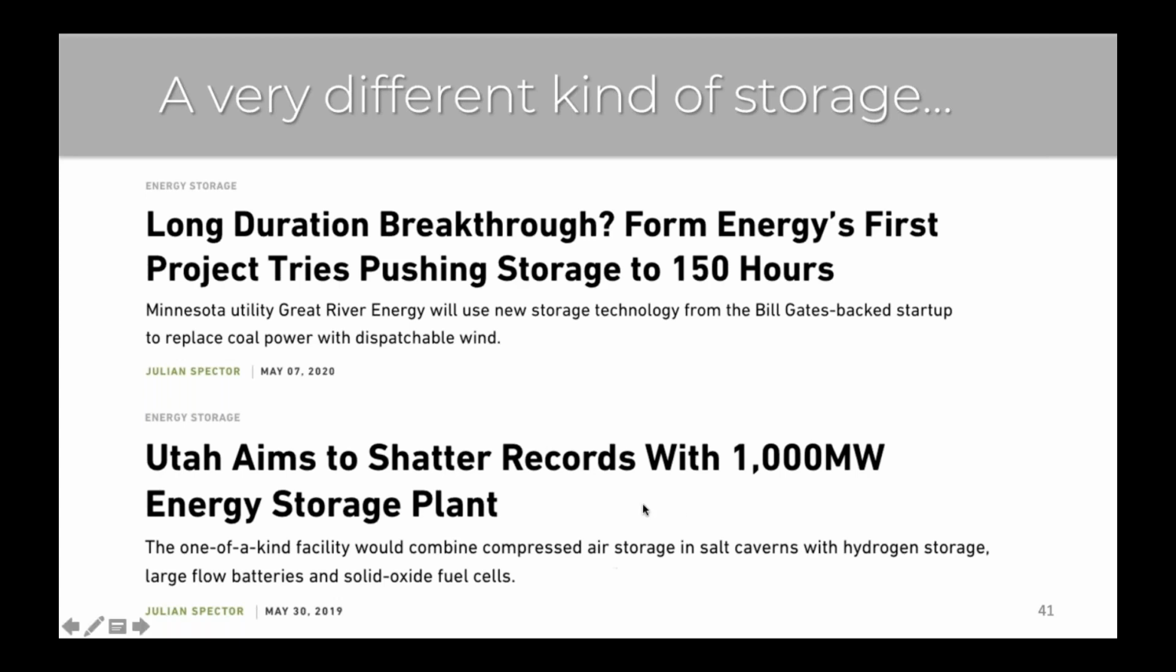I have some forthcoming research out on this topic that we'll be happy to share in a few months. But suffice it to say, this is a technology that has to be very different from the batteries we're used to and are seeing deployed at scale today. It has to cost on the order of a few dollars per kilowatt hour for storage capacity, maybe in the low tens of dollars per kilowatt hour, relative to lithium ion, which costs several hundreds of dollars per kilowatt hour today.